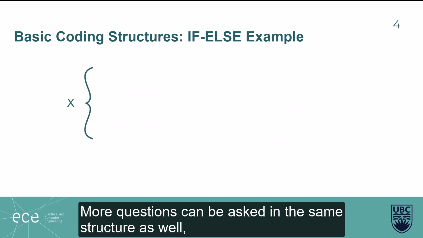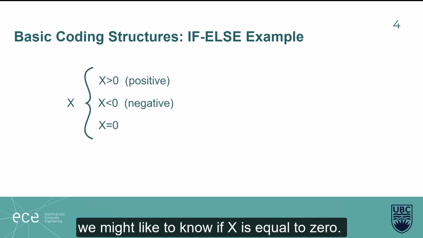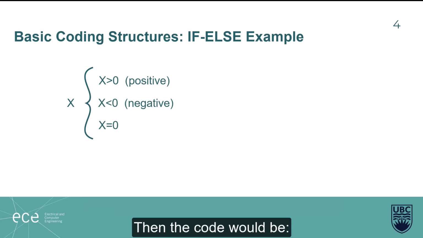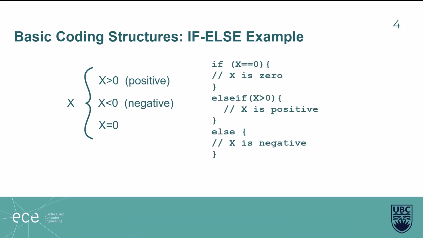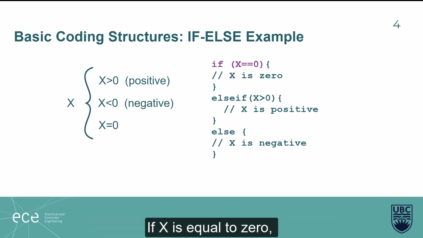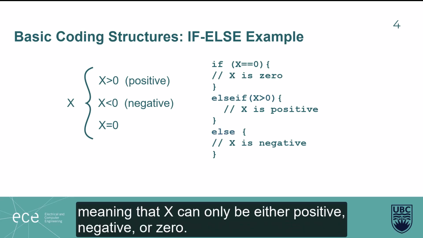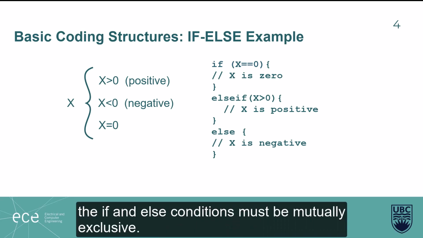More questions can be asked in the same structure as well. For instance, we might like to know if x is equal to 0. Then the code would be: the code is divided into 3 questions. If x is equal to 0, if it is greater than 0, and if it is less than 0. Note that only one answer may be true, meaning that x can only be either positive, negative, or 0. In other words, the if and else conditions must be mutually exclusive.